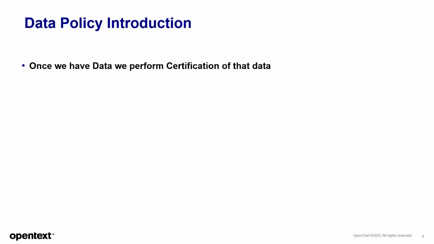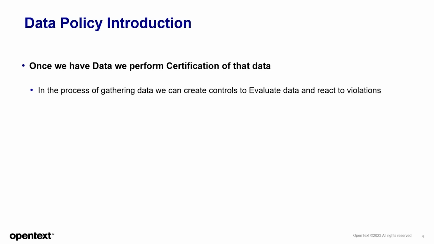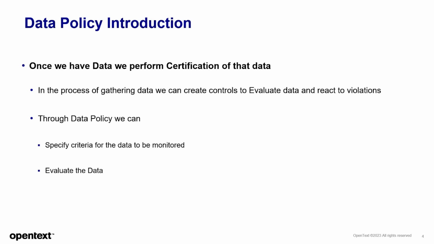Once we have the data in our catalog, we perform certification of that data. In the process of gathering data, we can create controls to evaluate the data and react to the violations. So let's see what's possible through data policy. We can specify criteria for the data to be monitored. We can evaluate the data, and we can react to it or remediate it. Now let's dive into the product and see.